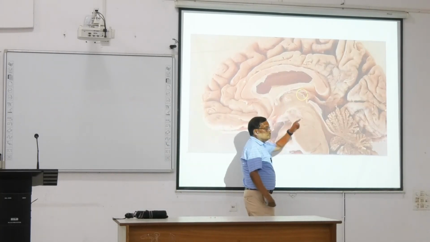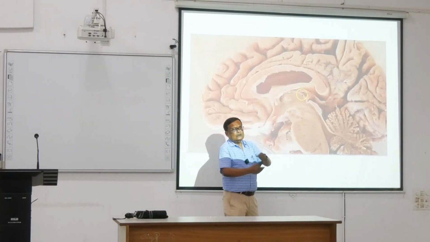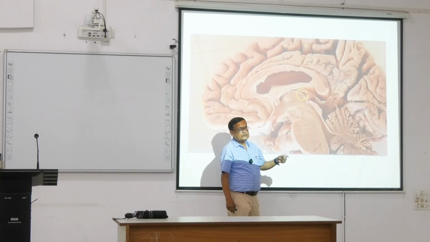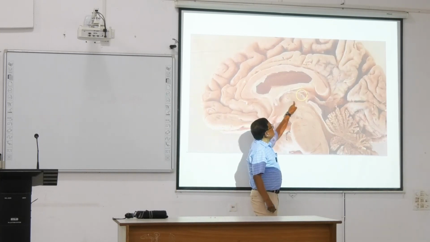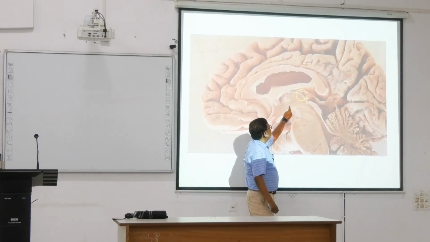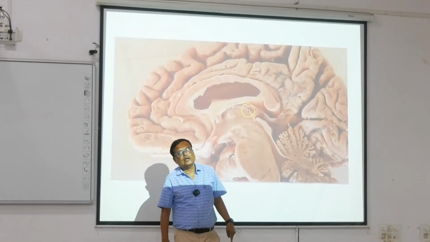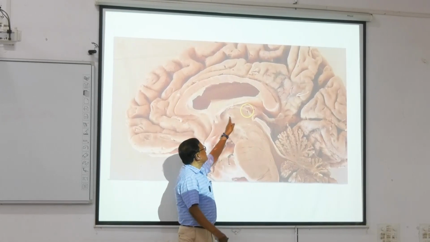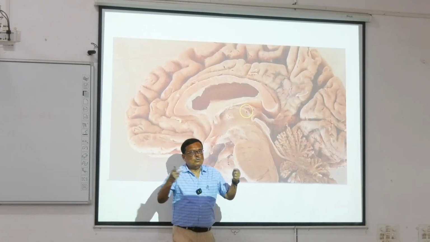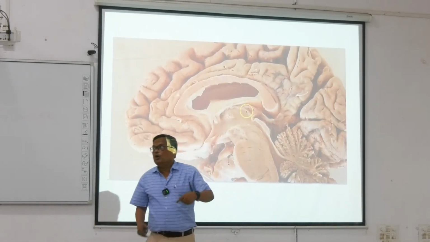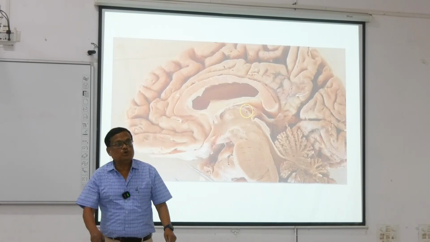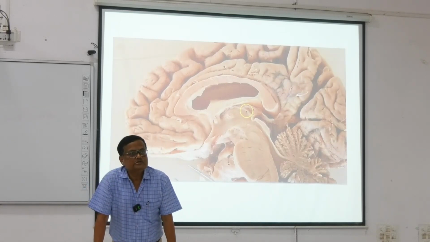This is the hypothalamus, separated by a sulcus known as the hypothalamic sulcus, and this is known as the thalamic addition. One thalamus is connected to the opposite thalamus, but it is not a commissural fibers.